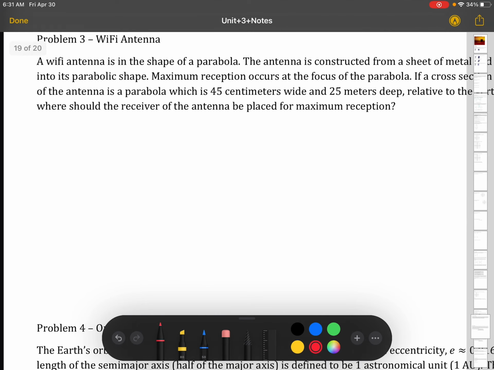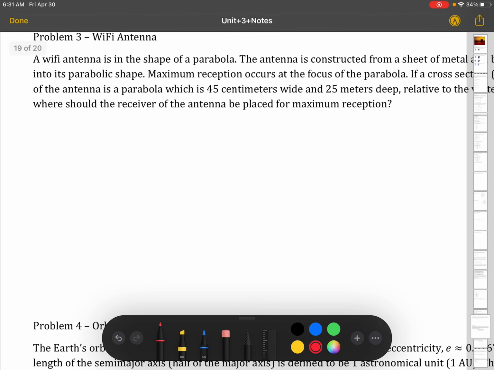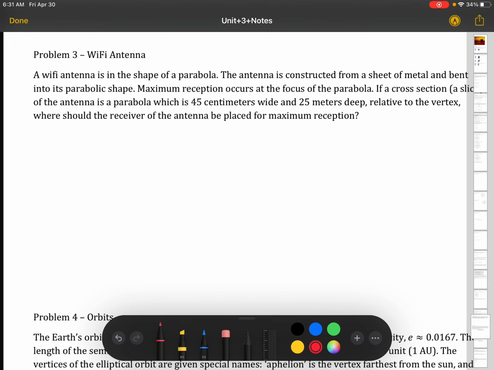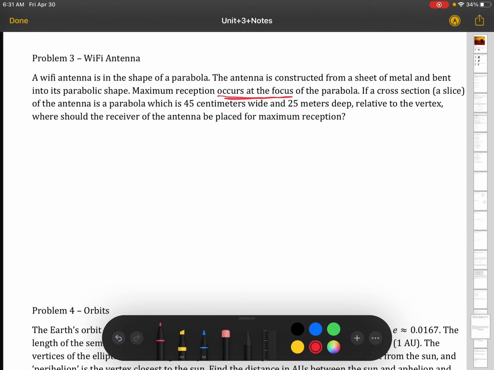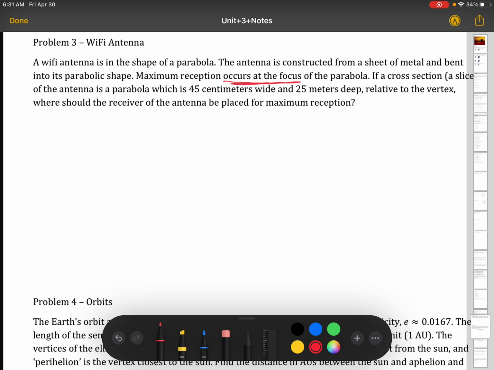For number 3, we have a Wi-Fi antenna, and we're looking for where to place the antenna in this parabolic shaped antenna. And they tell us that the maximum reception occurs at the focus. And so the cross section is a parabola. They tell us the parabola is 45 centimeters wide and 25 centimeters deep.